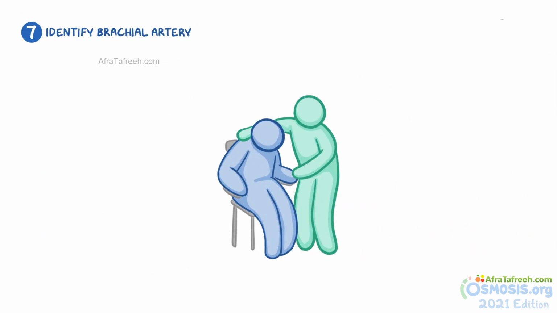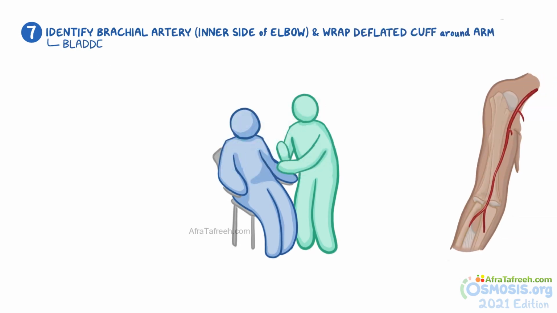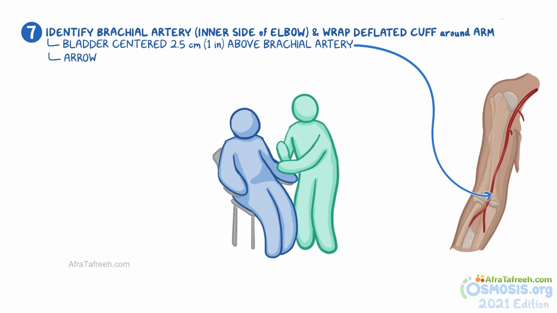Identify the brachial artery on the inner side of the elbow and wrap the deflated cuff around the arm. The bladder of the cuff should be centered 2.5 centimeters or about 1 inch above the brachial artery. Make sure the arrow on the cuff is also aligned with the brachial artery.